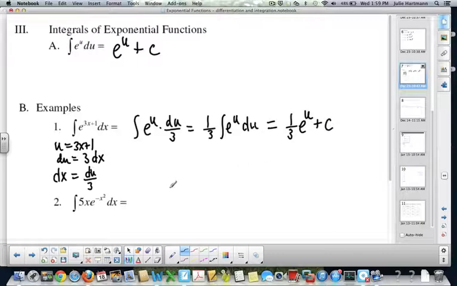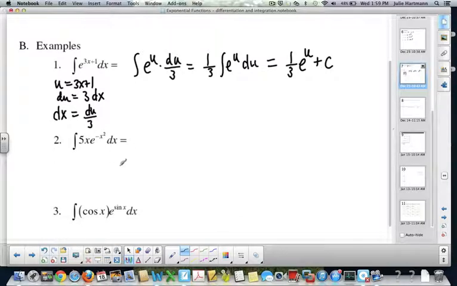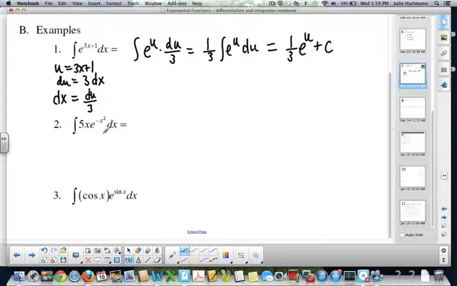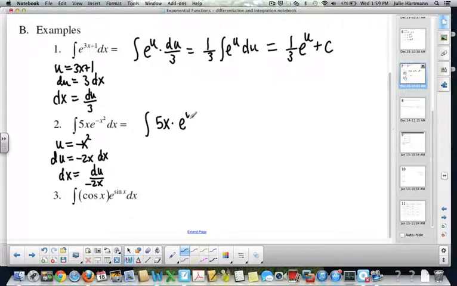All right, number 2. Now we have 2 and 3. For number 2, we're going to let, again, u equal the exponent. That's your inside function. So du is negative 2x dx, and dx is du over negative 2x. When you integrate, you have 5x times e to the u times du over negative 2x. The x's cancel, and negative 5/2 comes out in front.